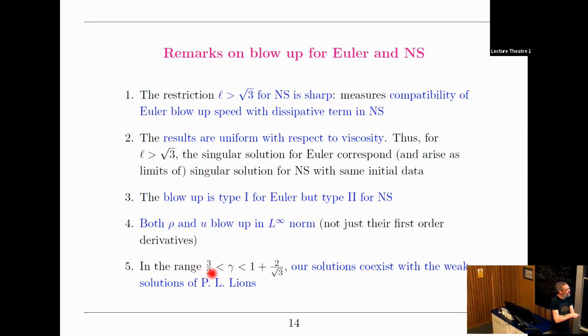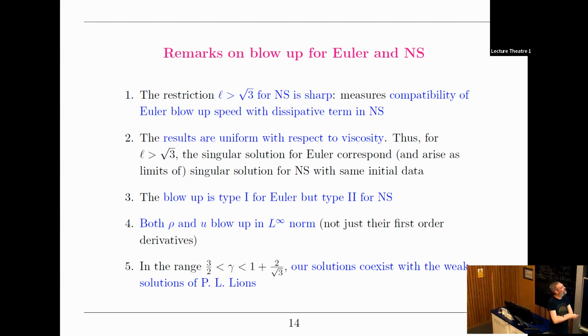And finally, if you are in the particular range between 3/2 and 1 + 2 over square root of 3, then it turns out that the solution coexists with the weak solution constructed by Pierre-Louis Lions for compressible Navier-Stokes. So if you take the initial data that corresponds to our finite time blow-up solutions, as strong solutions, they blow up in finite time, and as weak solutions, they exist globally.